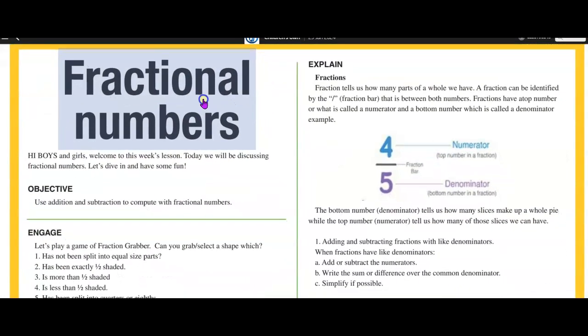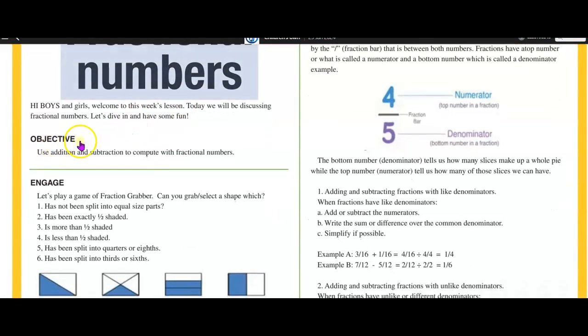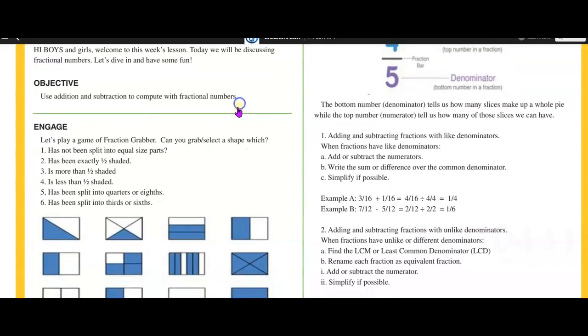Hi, boys and girls. In this episode, we'll be looking at fractional numbers. Let's dive in and have some fun. Our objective is to use addition and subtraction to compute with fractional numbers.